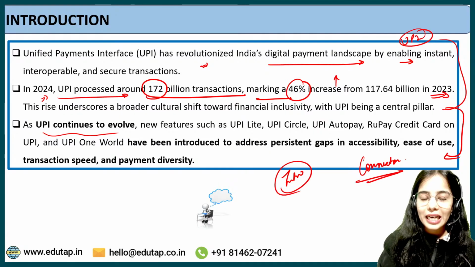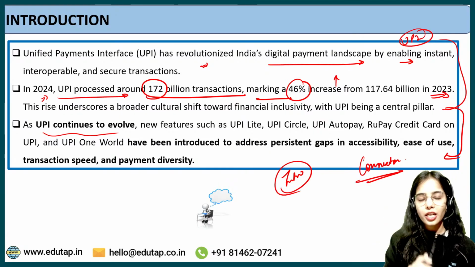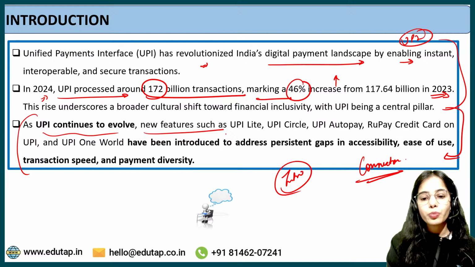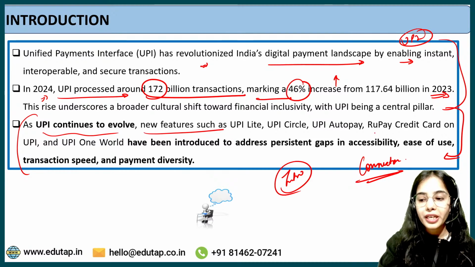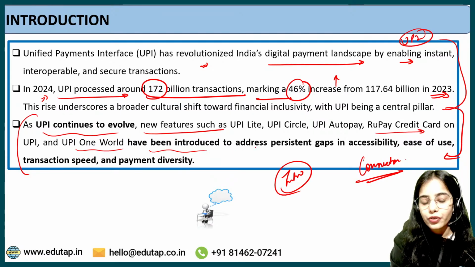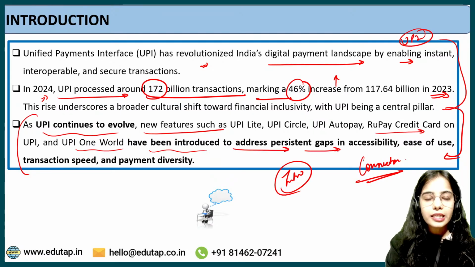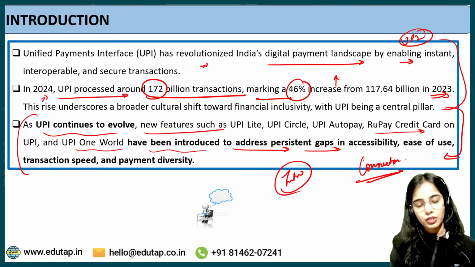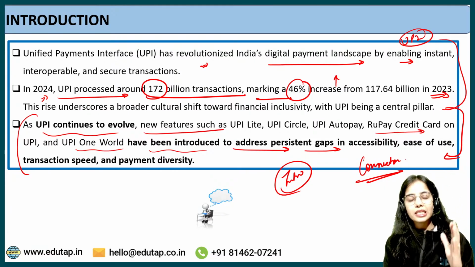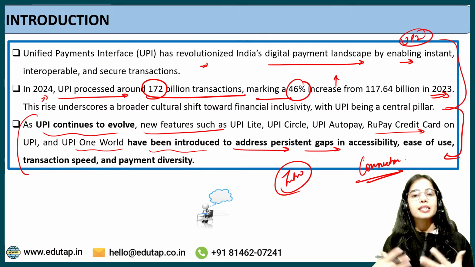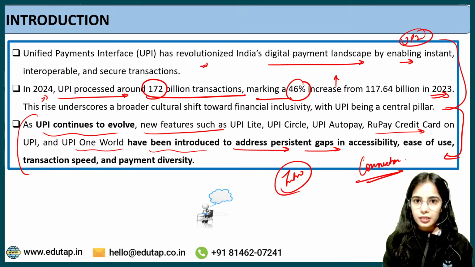So always give a connecting line between your introduction and body, so that the flow can be made, right? So as UPI continues to evolve, new features such as UPI Lite, UPI Circle, UPI Autopay, RuPay credit card on UPI and UPI One World have been introduced to address persistent gap in accessibility, ease of use, transaction speed and payment diversity. Okay, so you have told that these are the new features that have been introduced to address various gaps that are present in the system right now.